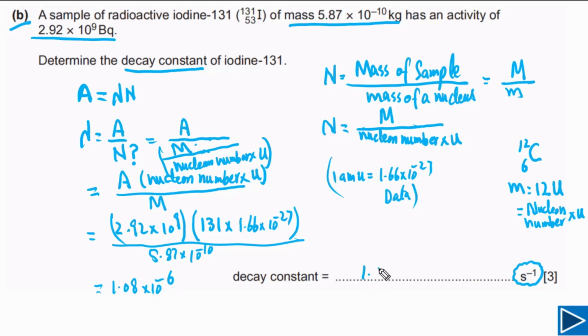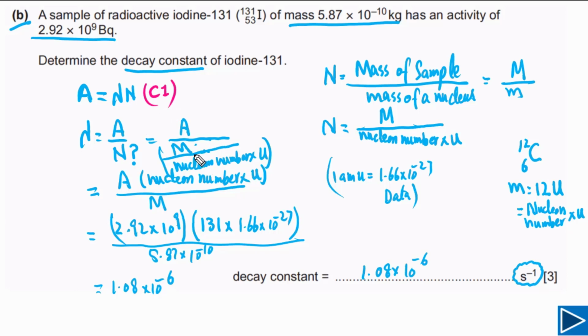So this is our final answer, 1.08 times 10 to negative 6 per second. This question has 3 marks. First mark you will get if you have written this formula.